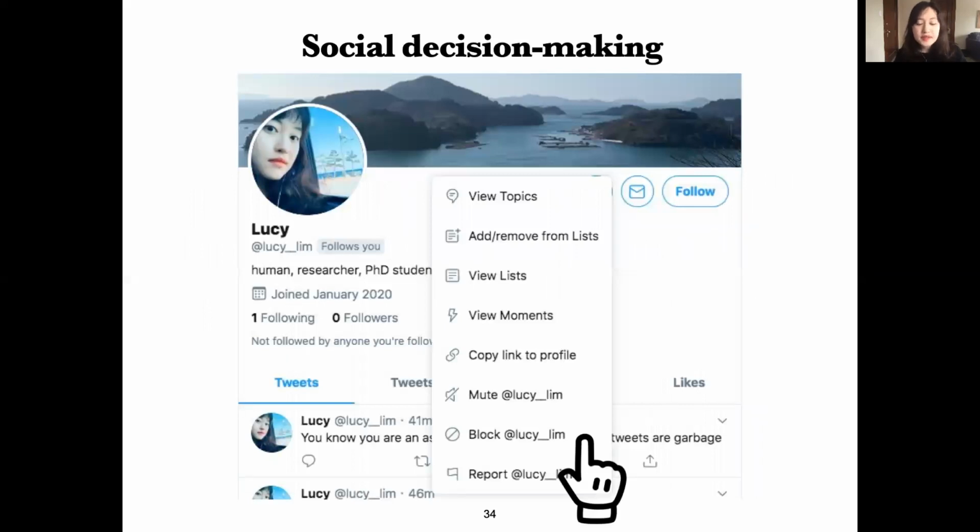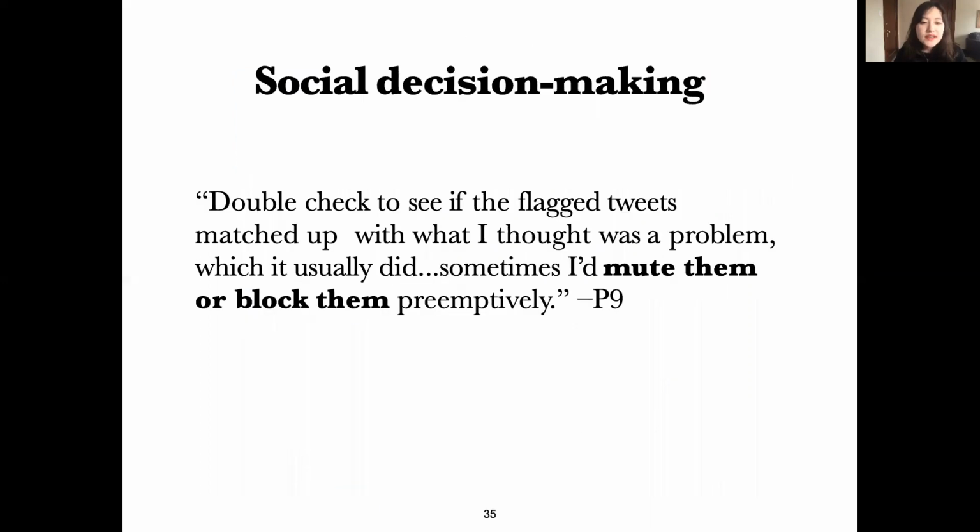Next, a lot of participants use SIG to make social decisions, which means that many of them were using SIG to decide whether to mute, block, or follow accounts. And keep in mind that we didn't tell them to use SIG in such a way because we didn't want to bias them, and we thought it was unethical to tell them to go look after toxic or misinformation spreading accounts. But despite us not telling them to do so, many of them used SIG to mute or block or decide whether to follow accounts.